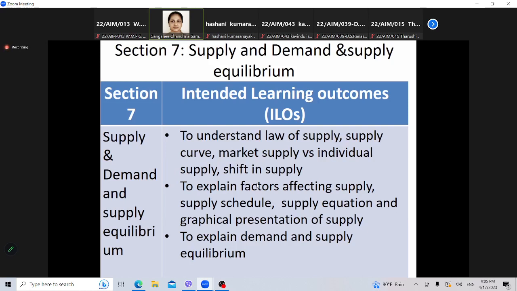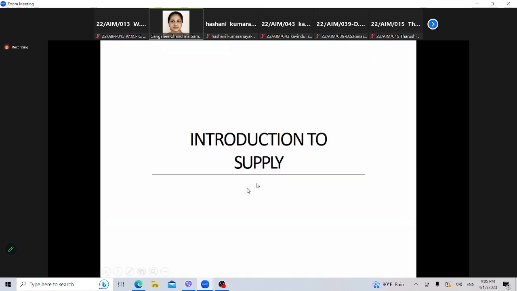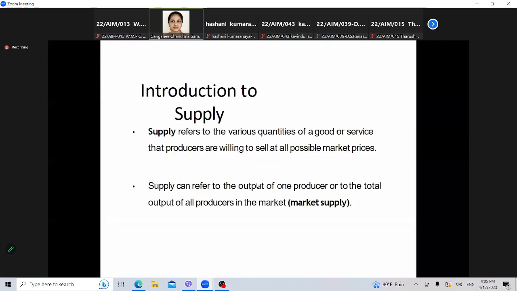Okay, so let's move one by one through your intended learning outcomes. So here you can see clearly what is supply. Supply refers to the various quantities of goods or services that producers, just changing the word, before consumers, now producers, are willing to sell at all possible market prices. Supply can refer to the output of one producer or to the total output of all producers in the market. That means market supply.